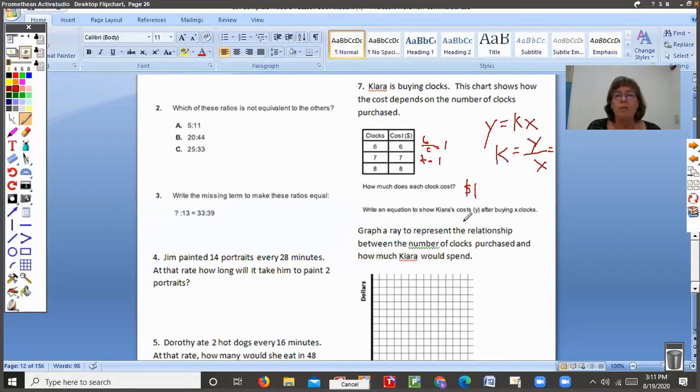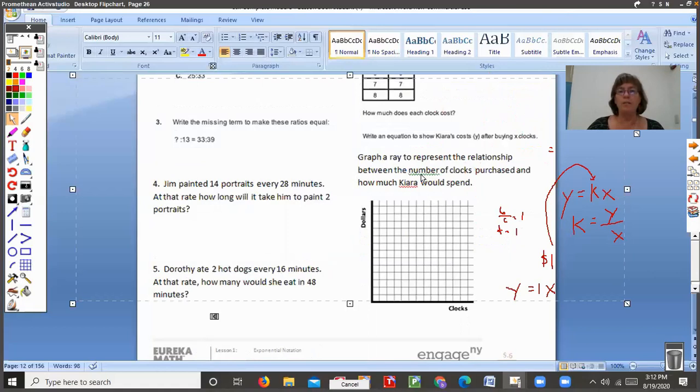And then they want us to write an equation. When we write an equation, what we're going to do is take this formula right here, and we're just going to substitute the K. And that's all you do. So the formula is y is equal to 1x. Since it's a 1, you could also write y is equal to x. They're both exactly correct. They're saying the exact same thing, okay?